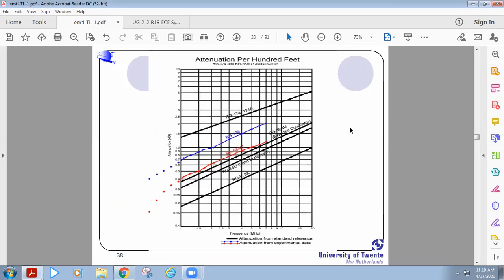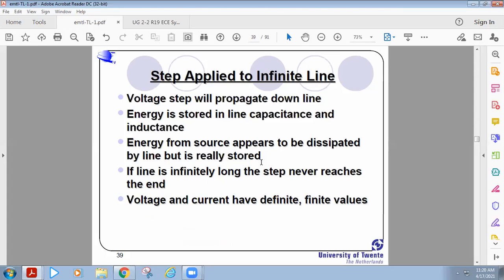See here, attenuation per every 100 feet. Attenuation means the losses offered by that transmission line. Whenever the length of the transmission line increases, the distributed parameter components, RLGC, also increase. Whenever the RLGC components increase, that is resistance increases, the attenuation also increases, and because of the attenuation, signal strength decreases. That is the semi-log representation of the attenuation for 100 feet. That is a case study.